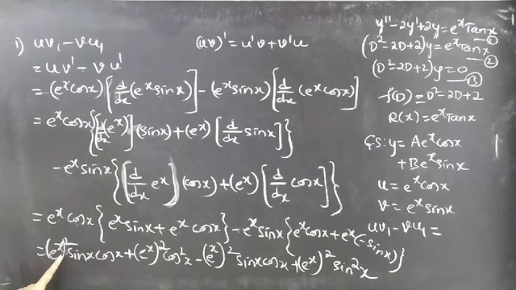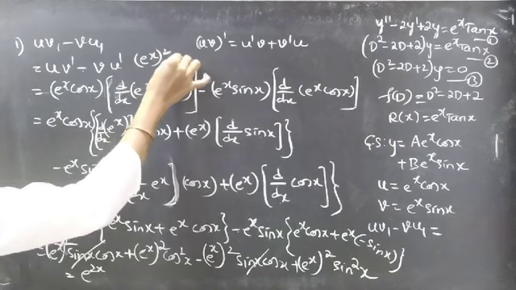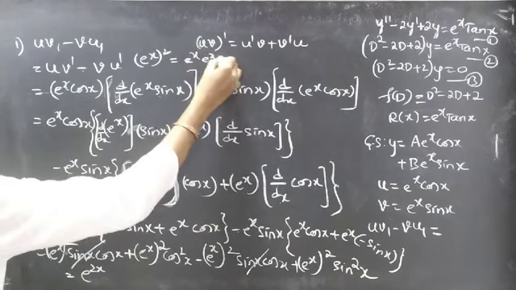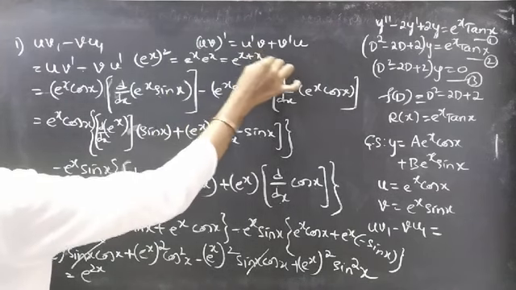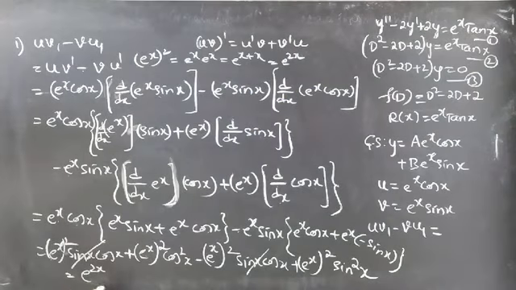So here e power x whole square sin x cos x and minus e power x whole square sin x cos x get cancelled, and we can write e power x whole square as e power 2x. See, we can write e power x whole square as e power x into e power x, right, which is equal to e power x plus x, e power 2x. So you'll get e power 2x into cos square x plus e power 2x into sin square x.